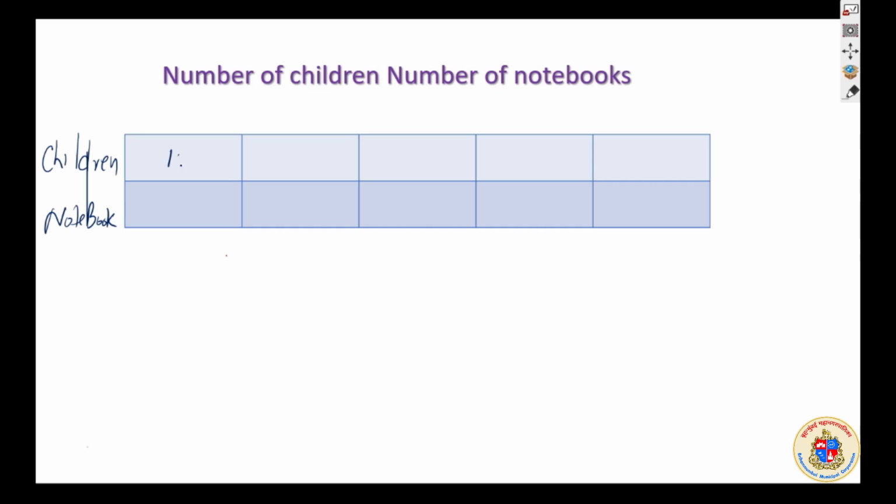Suppose that 15 children are there, 90 notebooks to be given. If there are 12, 72 to be given, and if it is 10, 60 to be given, and if it is 5, 30 to be given, if it is 4, 24 to be given. That means if it is 1, 6 to be given. This ratio is maintained. This is also equal to 1 upon 6, 90 divided by 15 is also 6.